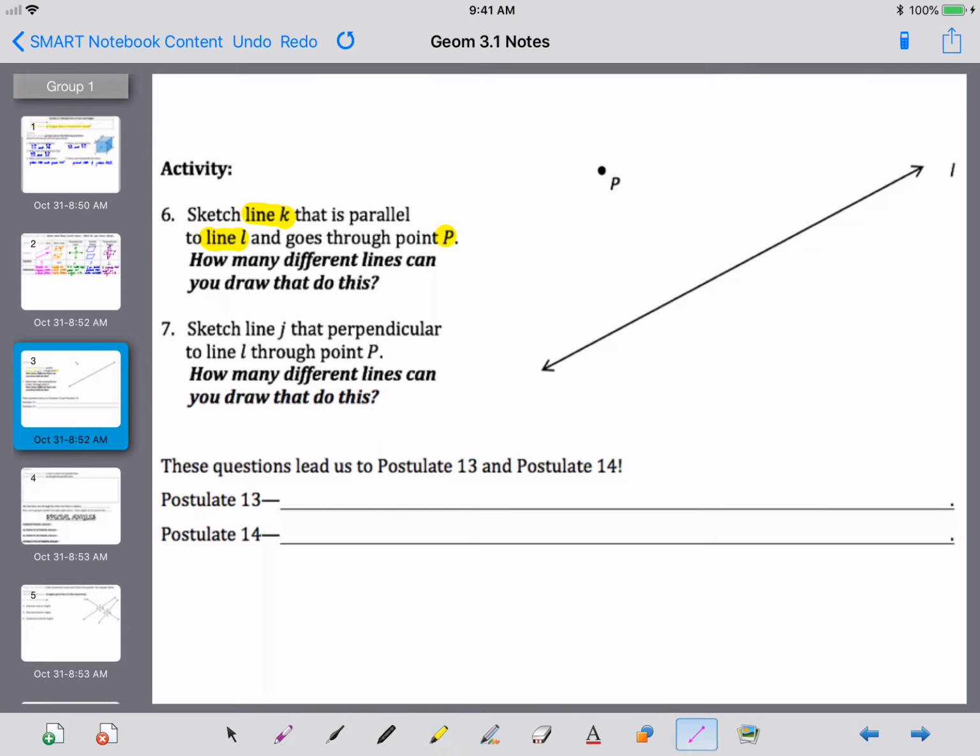So I have to draw a line that's parallel to line L and goes through point P, so that would be like this. And if it's parallel, I better make sure that I put some arrows on these two lines. And I have to name this line K. All right. So how many different ways can we draw a line that does this? Well, there's only one line that's going to be parallel to L and going through point P.